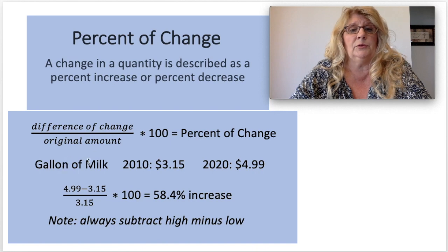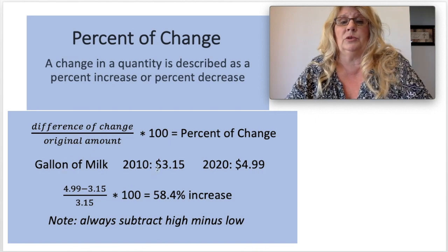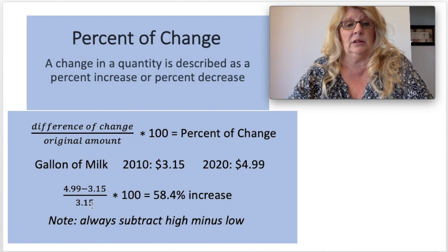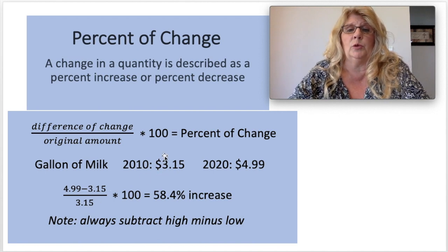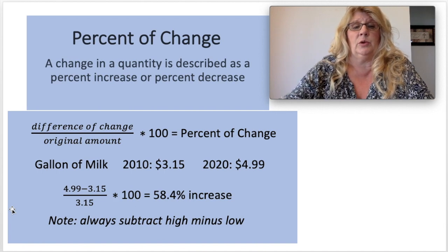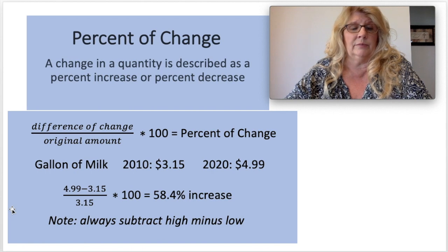So, if we're shopping for a gallon of milk, in 2010, it was $3.15. Today, it's $4.99. So the difference, $4.99 minus $3.15, and always make sure you put that in parentheses or get the total before you hit the divide by 3.15 on your calculator, times 100 gives me 58.4% increase. And it doesn't matter the order, but always subtract the high minus the low. You can always tell if it's increase or decrease if they ask you that question. You do not need to mark it positive or negative. So just go high minus the low.